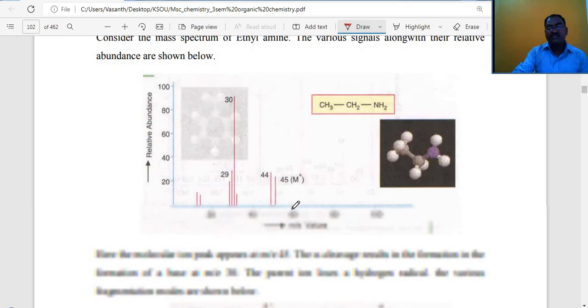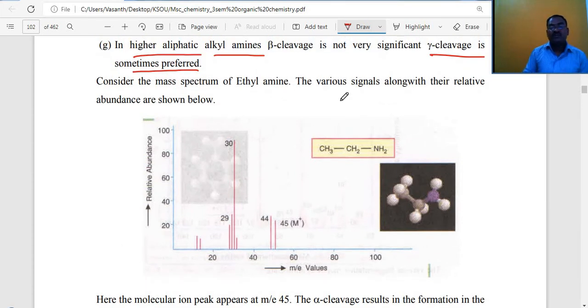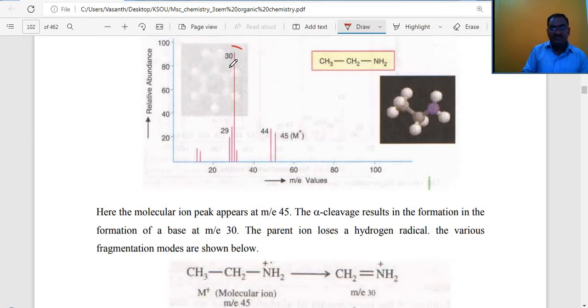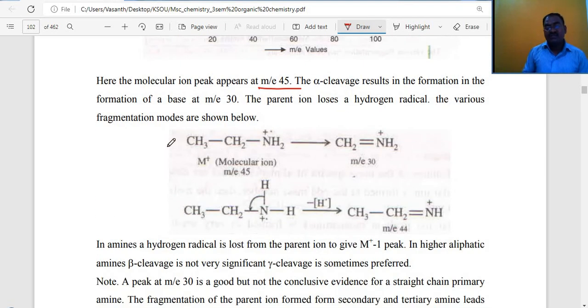Consider as an example the mass spectrum of ethylamine. The various signals along with their relative abundance are shown in the figure. This is the ethylamine molecule. The molecular ion peak appears at 45. The alpha cleavage results in the formation of a base peak at m/e 30. The parent ion also loses a hydrogen radical. The various fragmentation modes are given below.